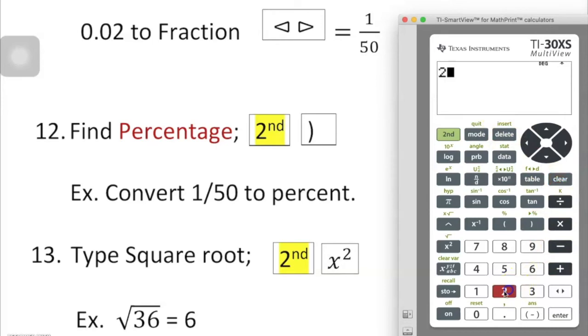For example, let's say 20. I want to get a percentage. Second, close parentheses, enter. That's 2000%. In other words, you multiply by 100. Okay. Now, convert 1/50 to percentage. I think I already showed you. 1/50 to percentage. Second, close parentheses, enter. That's 2%. Okay, that's 2%.